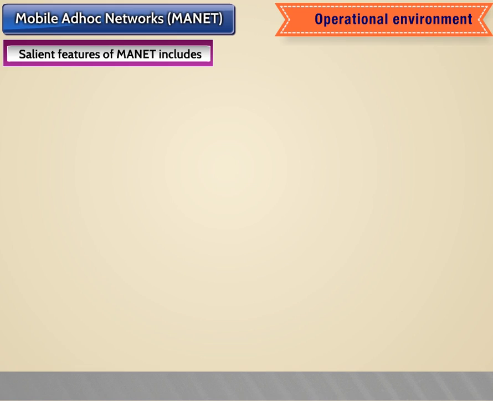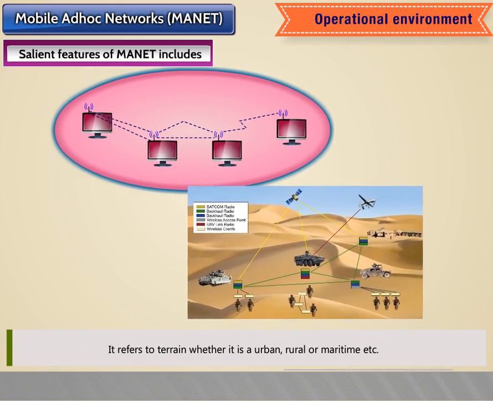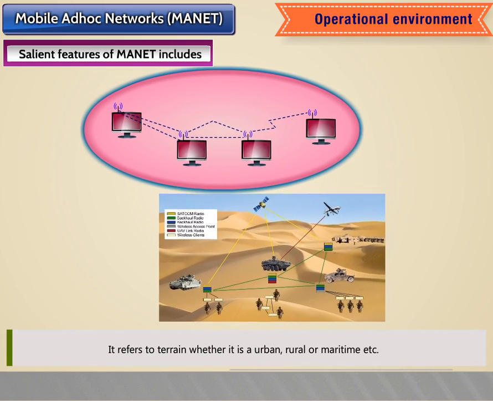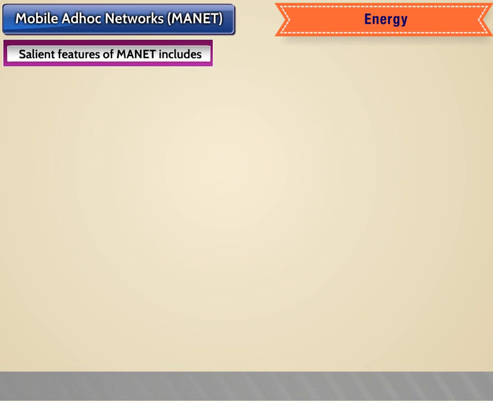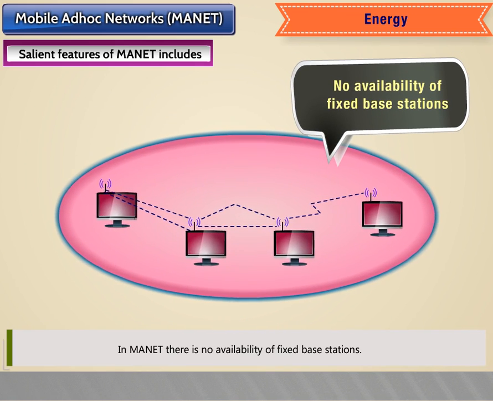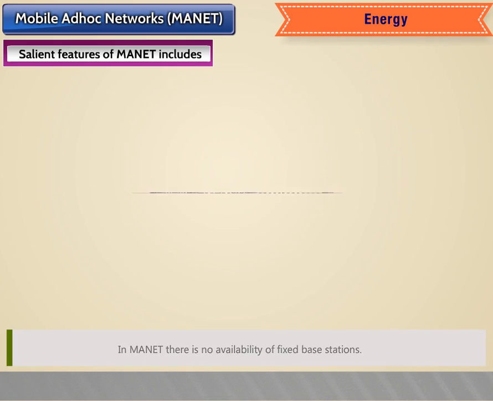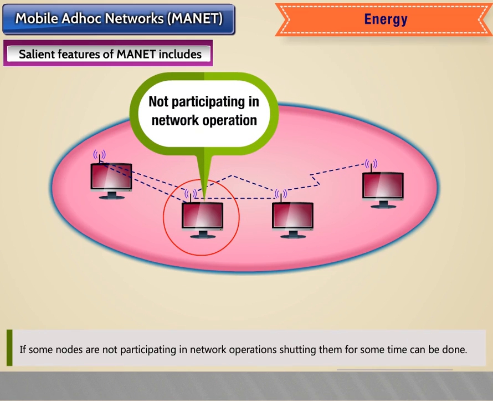Operational environment. It refers to terrain, whether it is urban, rural, or maritime, etc. Energy. In MANET, there is no availability of fixed base stations. If some nodes are not participating in network operations, shutting them down for some time can be done.